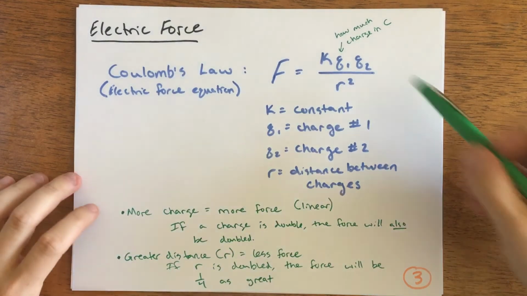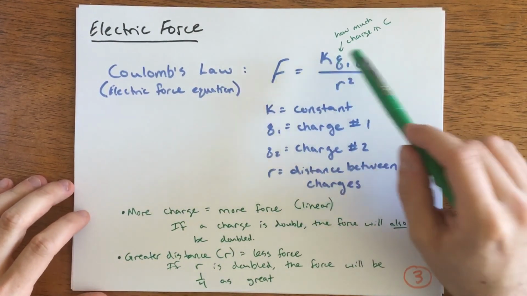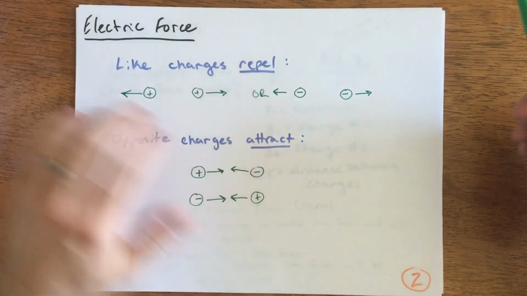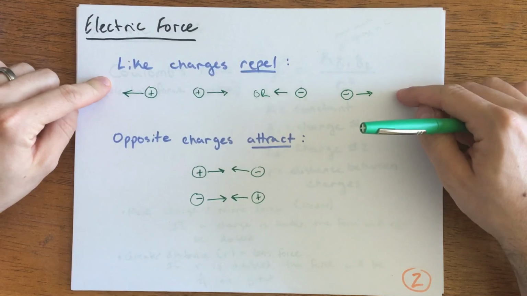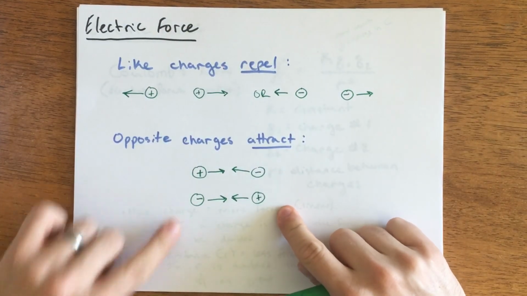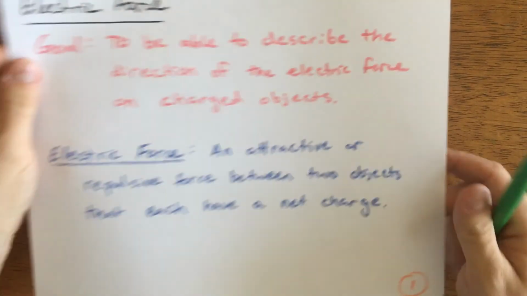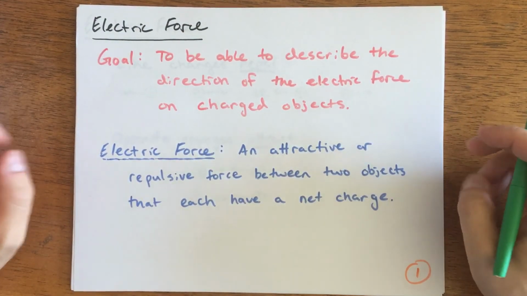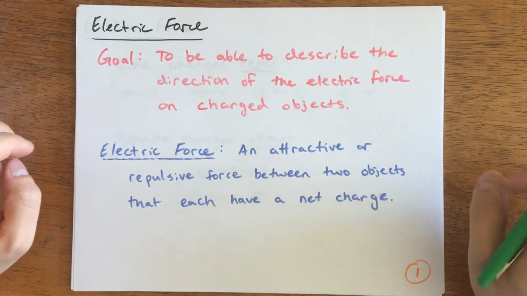So what did we learn today? We learned the relationship between force, Coulomb's constant, charges, and distance. We talked a little bit about like charges repel or push each other apart, opposite charges attract or pull each other together. And we learned that electric force is an attractive or repulsive force between two objects that each have a net charge.